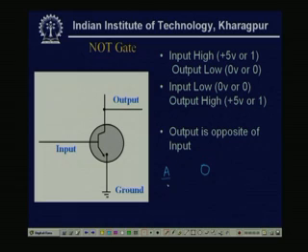So, if the input is 1, meaning 5 volt, I am getting output as 0. So, this is my input, this is my output. Now, the reverse: if A is 0, then output becomes 1, that means the output is opposite. We call this the NOT gate.